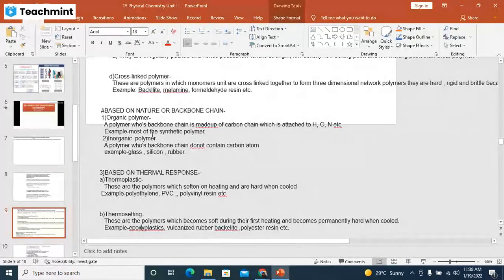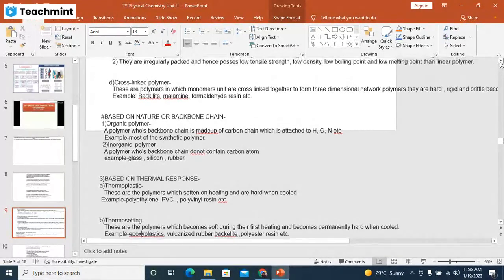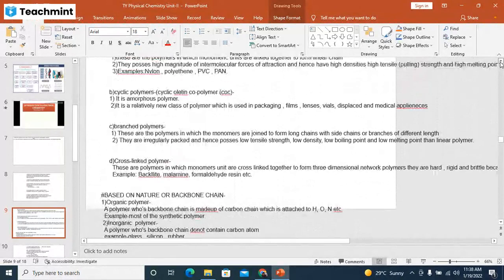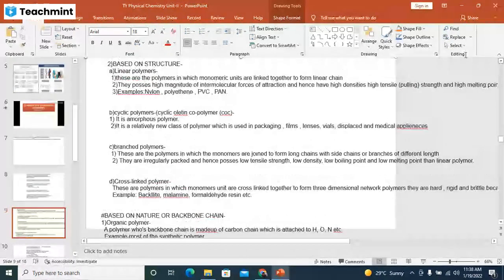See here, based on the nature of the backbone chain, there are organic polymers and inorganic polymers. Organic polymers are those whose backbone chain is made up of a carbon chain which is attached to hydrogen, oxygen, nitrogen, etc. Example, most of the synthetic polymers. And inorganic polymers are those whose backbone chain does not contain carbon atoms, like glass, silicon rubber, etc. This was the only part left. And here you have seen linear, then branched and cross-linked polymers. The one left is the cyclic polymer that is in your syllabus.